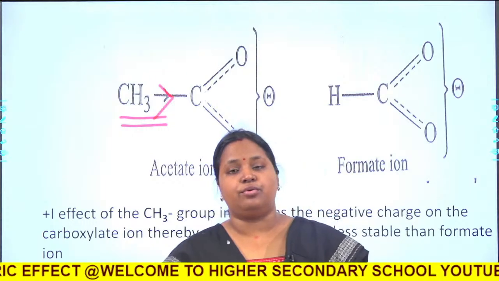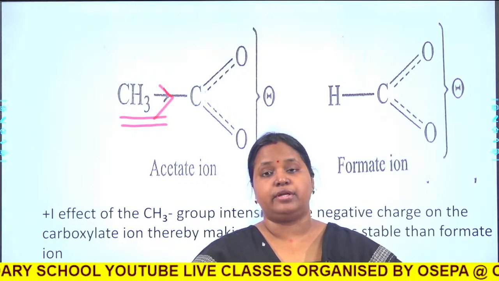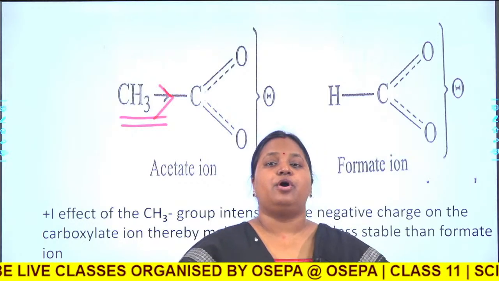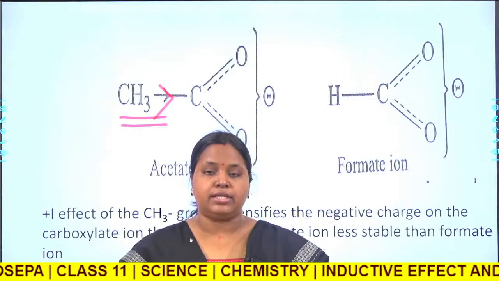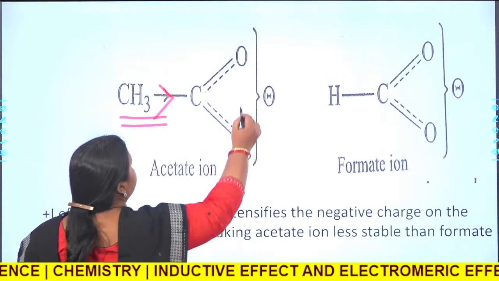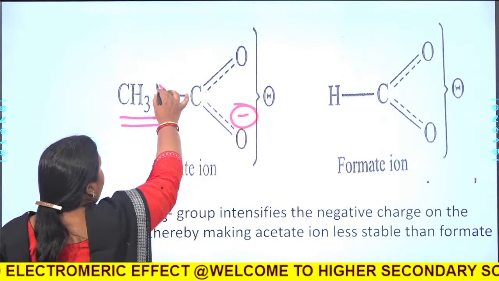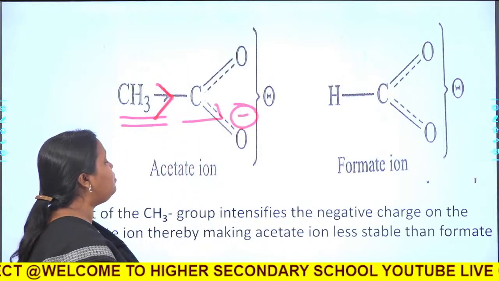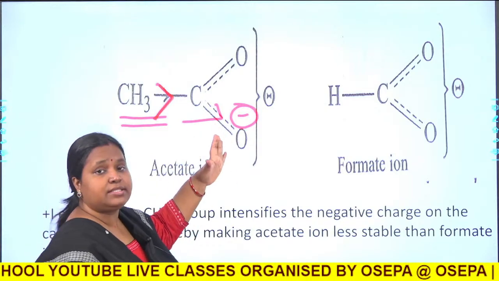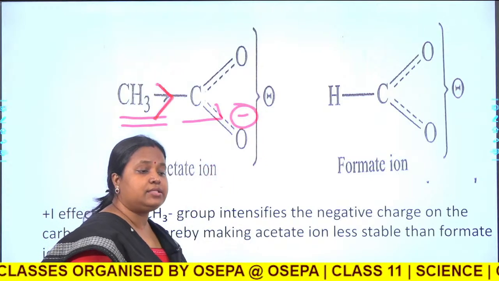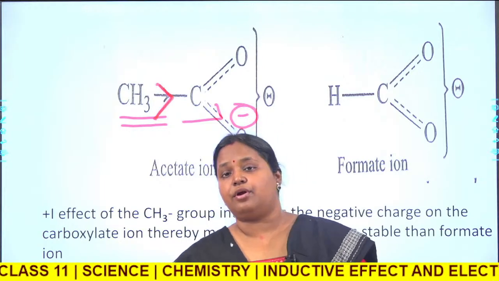Suppose you think you have a loan and you have to take another loan. You already have one loan, and you have to take another. So whether you will become financially stabilized or unstable, you become unstable because there is already a heavy loan on you and you have to take another one. Similarly, there is excess charge over oxygen here, and methyl is already supplying the electron to the oxygen. So the charge density on the oxygen will increase and hence it will destabilize the carboxylate ion.